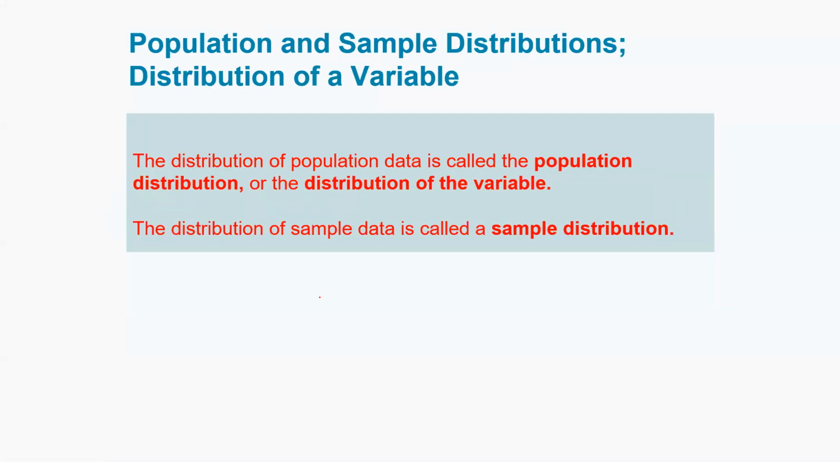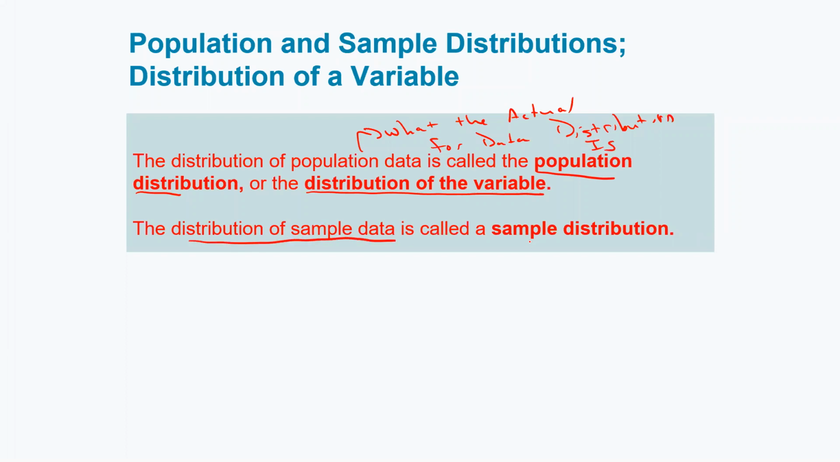All right, so when you're looking at population data, the distribution of the population data is called the population distribution or the distribution of the variable, okay? Whenever you have a population, this is what the actual full data distribution is. But when you just have a distribution of sample data, it's just called a sample distribution.